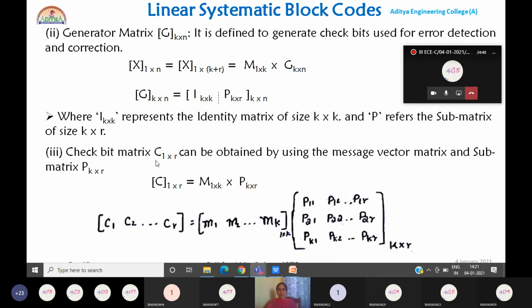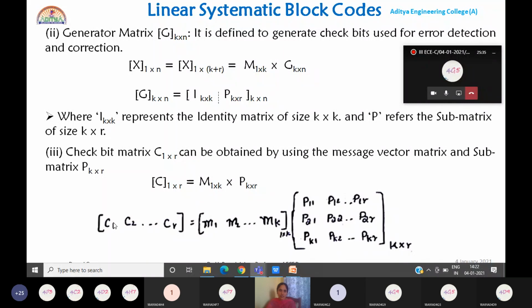So the check bit matrix, what is a check bit matrix? It is of size 1 by r. It can be obtained by using the message vector matrix and submatrix P k by r. So check bit matrix of size 1 by r is equal to message matrix of size 1 by k multiplied by the submatrix. How can you obtain the submatrix? By using the generator matrix, you can obtain the submatrix. Take that submatrix and multiply with the message matrix. So M into P, where P is a submatrix of size k by r, which can be obtained using the generator matrix. So M into P gives you the check bit matrix. So in order to generate the check bits, please multiply the message matrix with the submatrix.